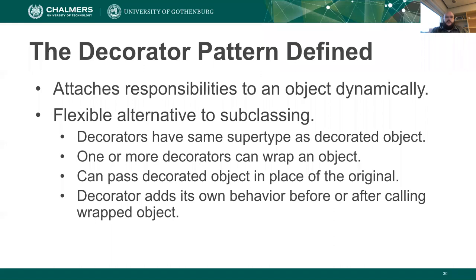Given the use of polymorphism, by inheriting the same supertype, we can pass a decorated object in place of the original object. Everything was still beverage in that example, and that's a key point. The decorator adds its own behavior before or after asking the wrapped object to do the rest of the job. We get functionality from the wrapped objects, then perform any additional work or add any additional features that we want to add without touching the code of the wrapped object.